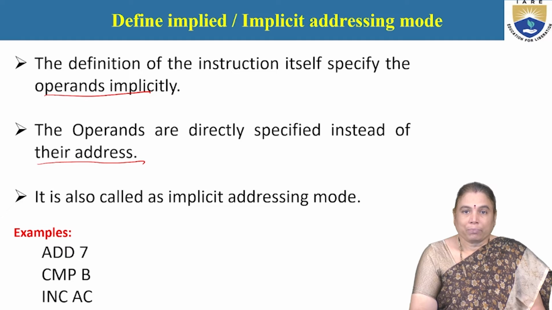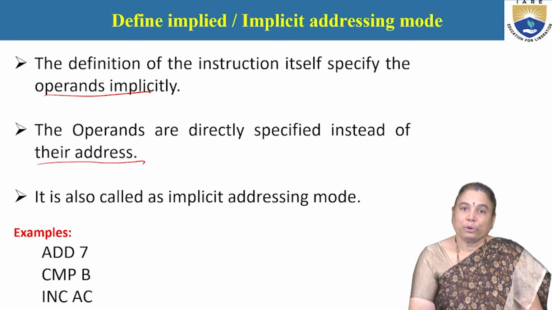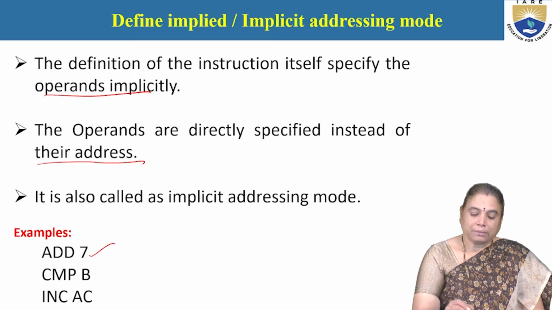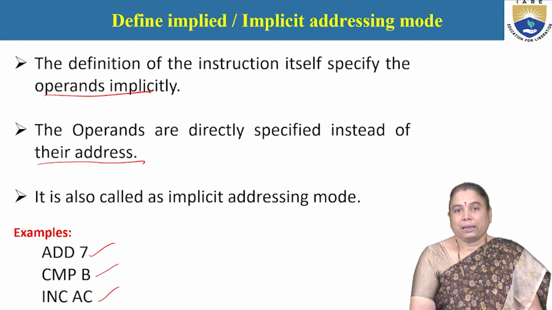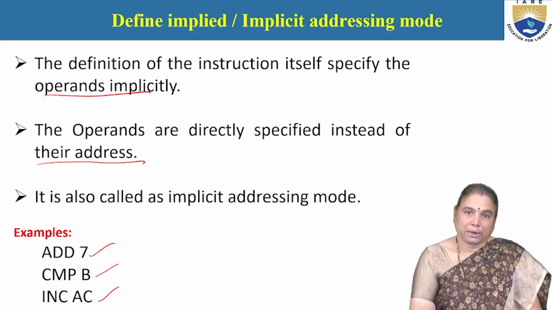The instruction format can consist of majorly two parts, the opcode and the address. So instead of specifying the address of the operand, the actual operand value can be specified in the implied or implicit addressing mode. The examples: ADD 7, CMPB, INCAC. So the values can be directly available in the register, and can be used to implement the specified micro operation.